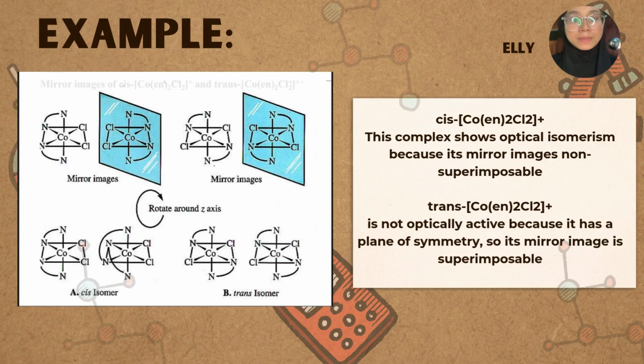Okay, for example, we have the cis-dichlorobis(ethylenediamine)cobalt(III) ion. This complex shows optical isomerism because its mirror image is non-superimposable. But for the trans-dichlorobis(ethylenediamine)cobalt(III) ion, it is not optically active because it has a plane of symmetry. So its mirror image is superimposable.